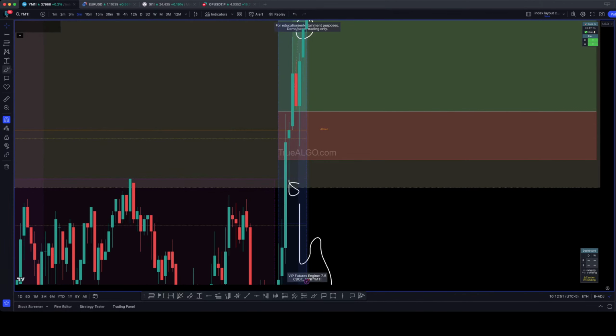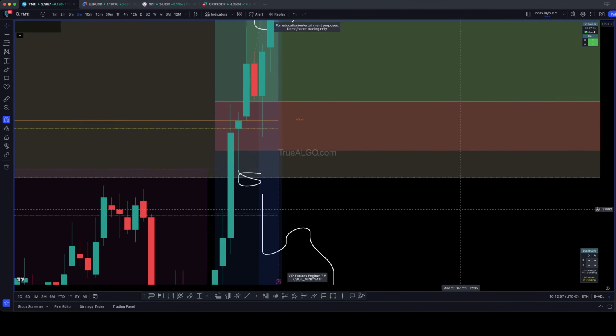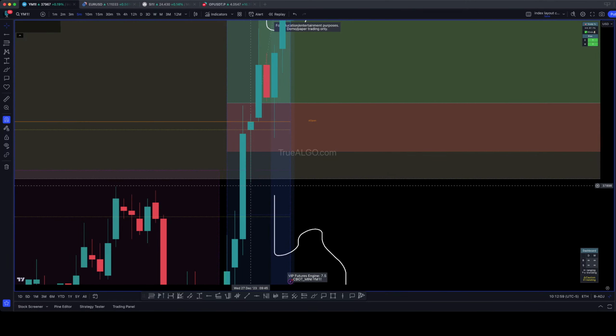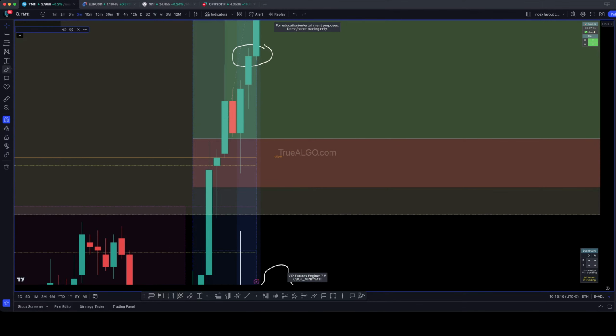Look at this. You see this nasty wick right here? I'll zoom out even more. I know I'm super zoomed in, but it's intentional. You see this crazy wick right here? And you call it crazy, whatever you want. But that's 12 handles. 12 points, whatever you want to categorize them, whatever you're using, MetaTrader, NinjaTrader, you name it.